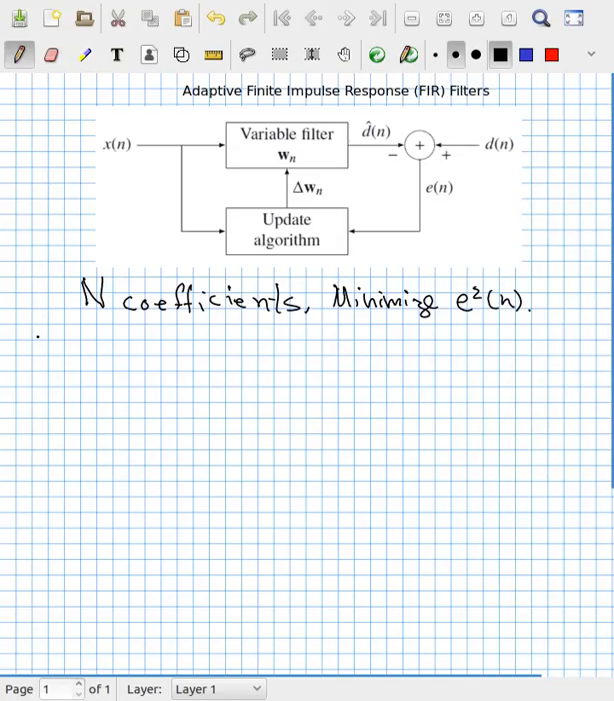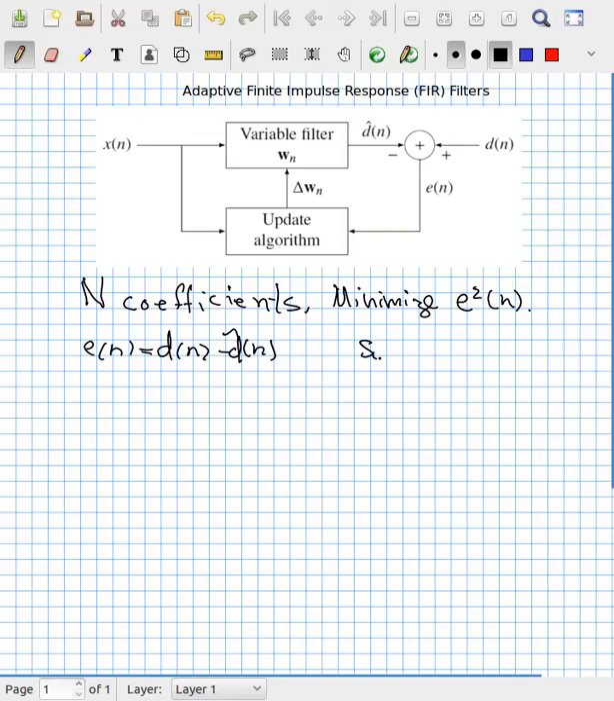because e of n would just go to minus infinity if we minimized it, and the absolute value of e of n is not easy to minimize with calculus. So what we'd like to do is figure out what e of n depends on. Well, it depends on d of n and d hat of n. I mean, e of n is just equal to d of n minus d hat of n, and d hat of n is equal to x of n convolved with w of n, of course.